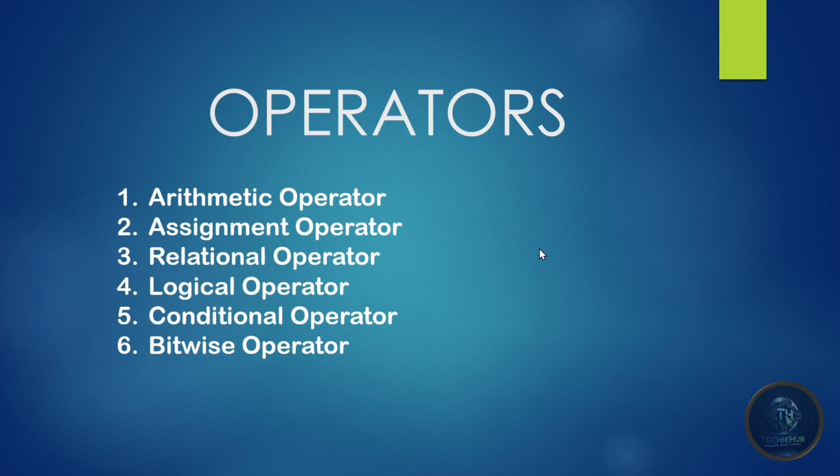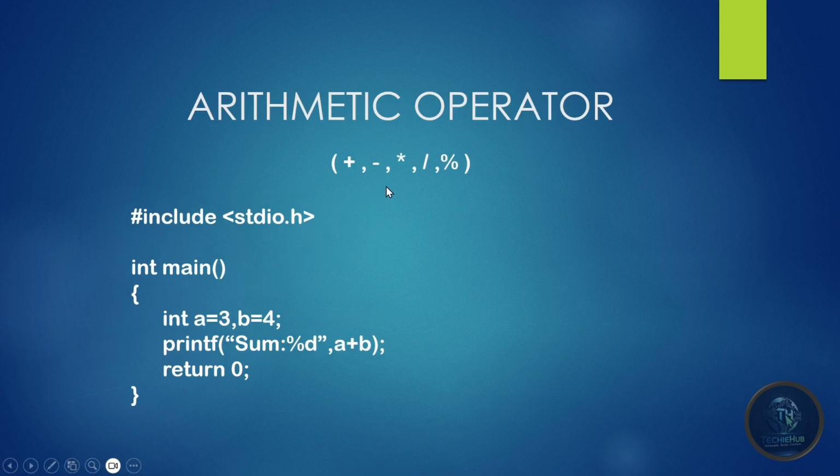Okay, so let's start with arithmetic operator. This is the first operator in C programming. In this, we have addition, subtraction, multiplication, division, and modulus. In addition, as you guys know, we will add two values. In subtraction, we will subtract two values. In multiplication, we will multiply two values. In division, we will divide two values, which gives the quotient. And in modulus, it gives the remainder value.